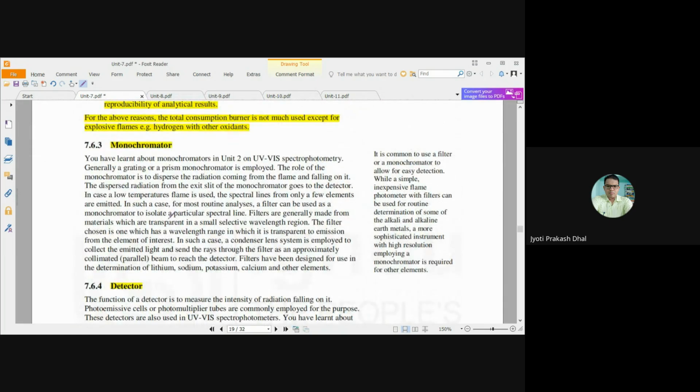And after that, the monochromator. The role of the monochromator is to disperse the radiation coming from the flame and falling on it. The dispersed radiation from the exit slit of the monochromator goes to the detector.